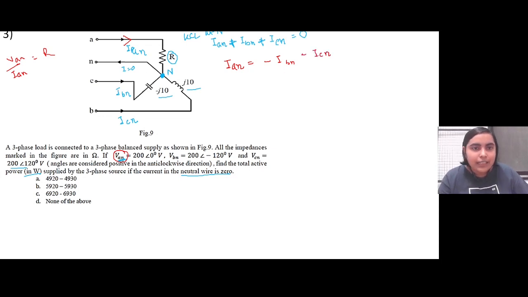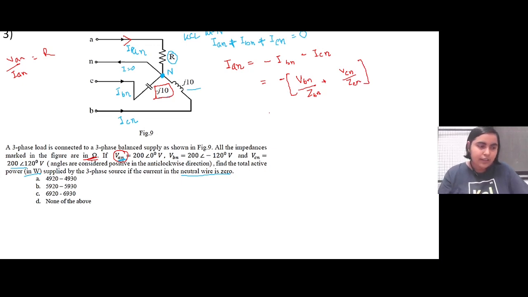Now the current in this branch will be the voltage in this branch divided by the total capacitance or inductance, whatever that might be. Since all these are given in ohm, it is given in the question, right? These are in ohm. So it will be minus of VBN by ZBN plus VCN by ZCN.